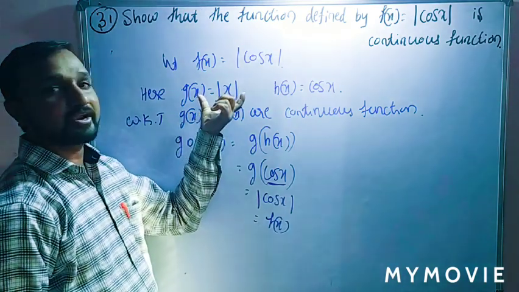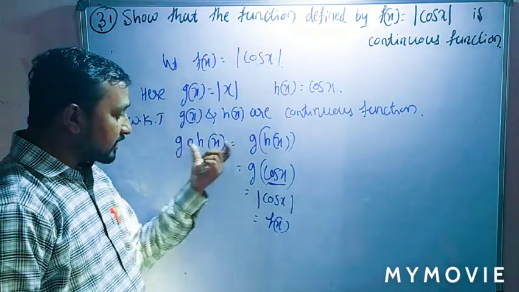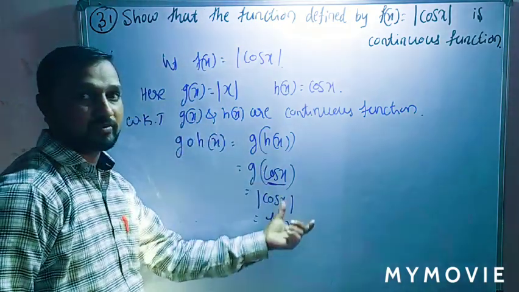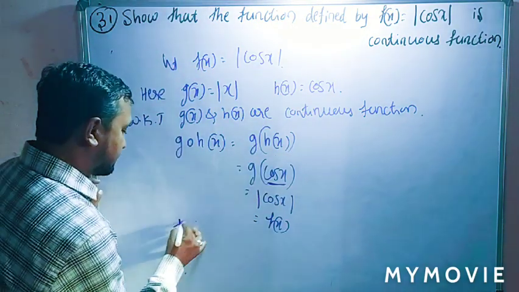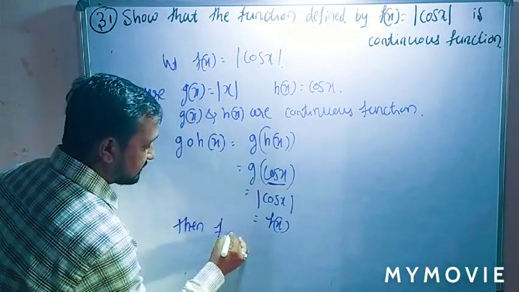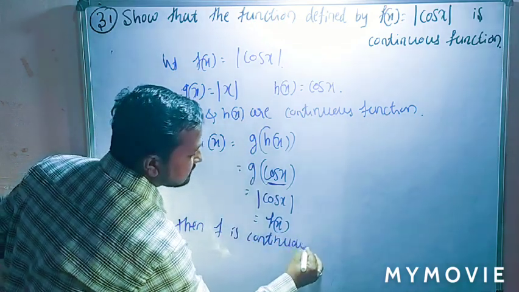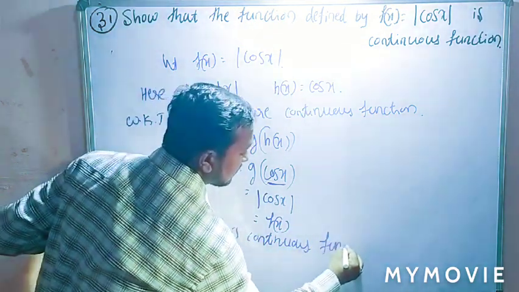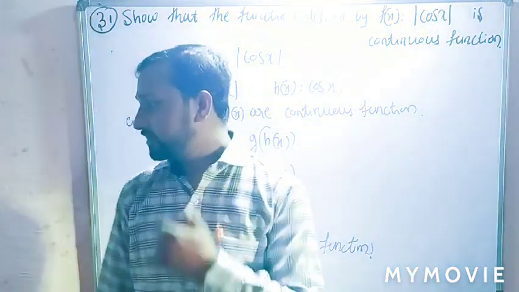So g of x is a continuous function. h of x is a continuous function. Then, this is the verification of the composition function. This composition of functions should be continuous. Okay. Then f is also continuous. Then f is a continuous function. Okay. So write down this one.